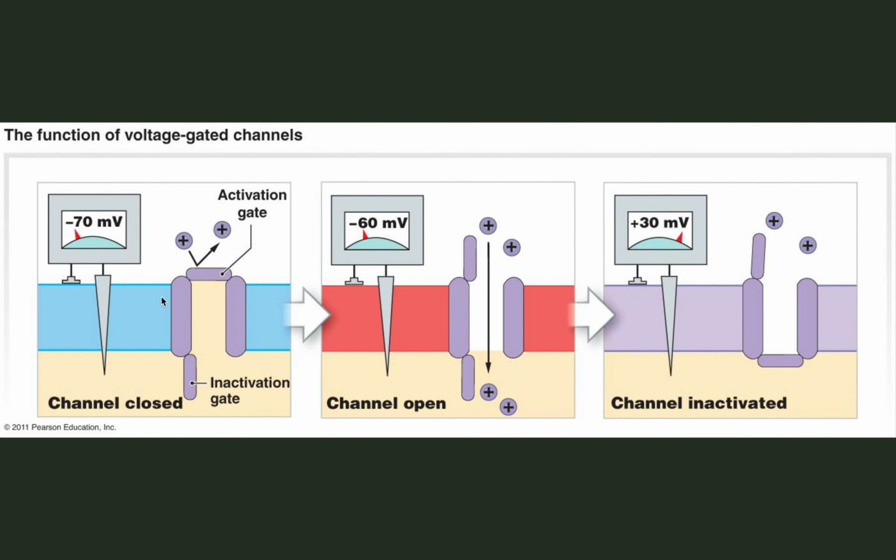And the next type of channels we're going to talk about are voltage-gated channels. These voltage-gated channels open in response to changes in the voltage or charge. So at a charge of -70, this is closed. At a charge of -60, this opens. And then at +30, this inactivates.